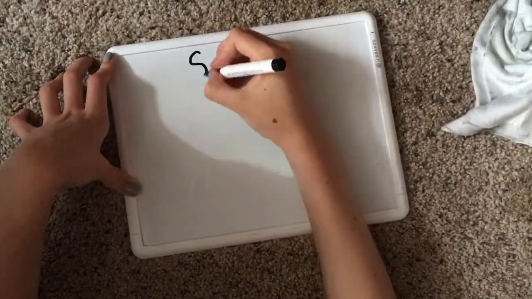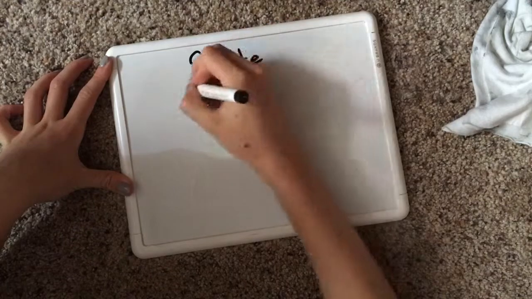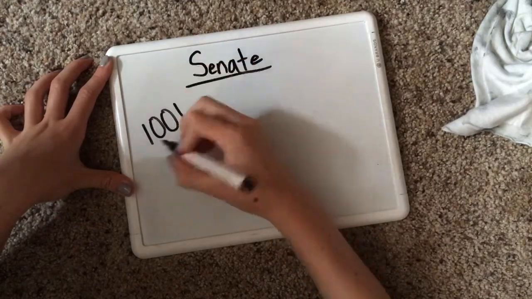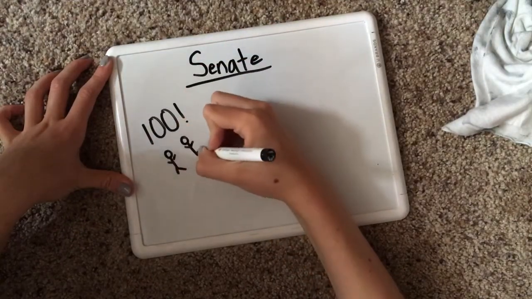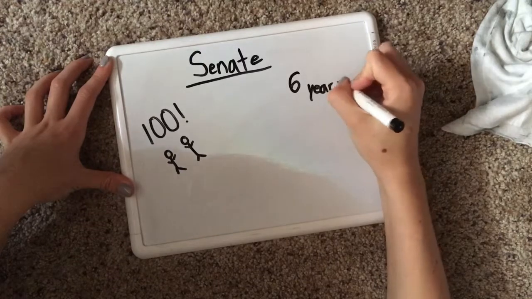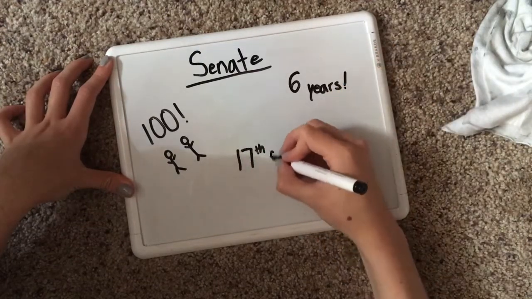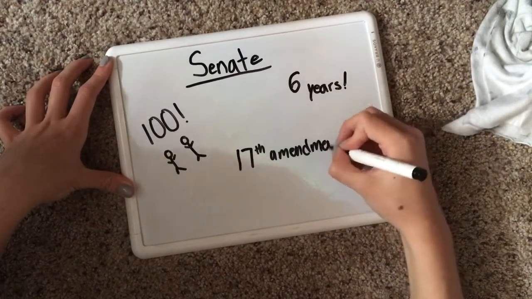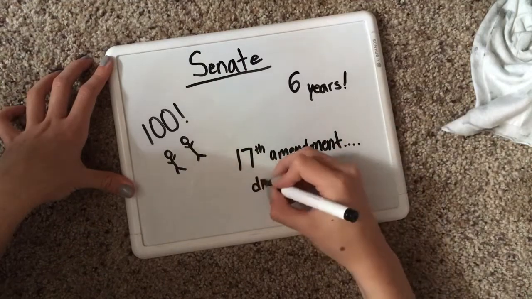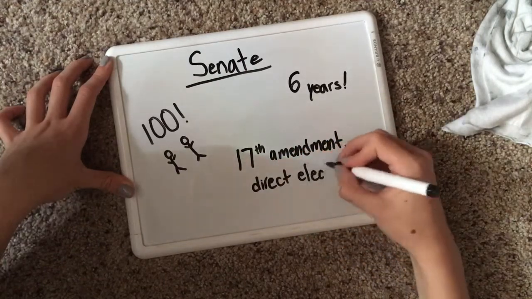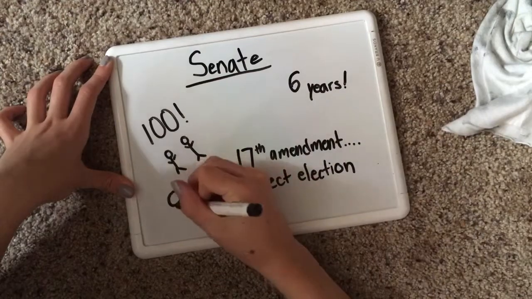The second body within the legislative branch is the Senate. The Senate consists of 100 members, 2 from each state. These members serve 6-year terms. At the start of America's democracy, senators were not elected by the people, but rather chosen by the state legislators. However, in 1913, the 17th Amendment was ratified, which allowed for the process of direct elections of senators.